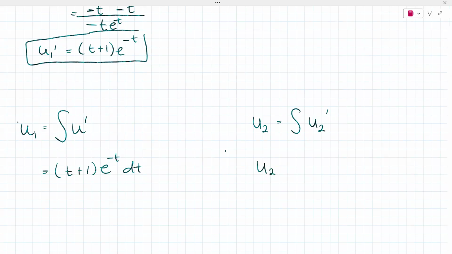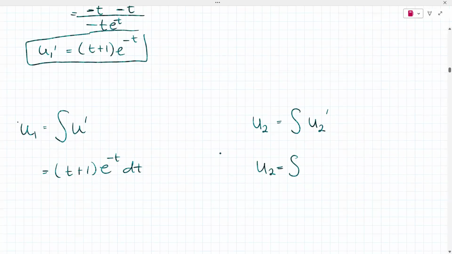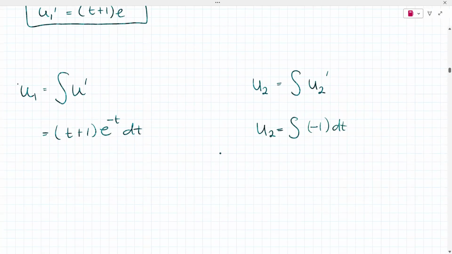So u2 is the integration of u2 prime, which is negative 1 dt. So this one's easy to do. What's the integration of negative 1 dt? Yes, you said it. It's negative t. Let me box it.